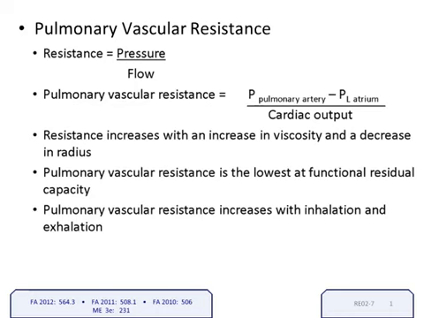So the only time that you're not inhaling or exhaling is going to be at this point where the airway pressure is 0, and that's at your functional residual capacity. And it's at that point where the pulmonary vascular resistance is the lowest. So that concludes our lecture on pulmonary mechanics and pulmonary circulation.